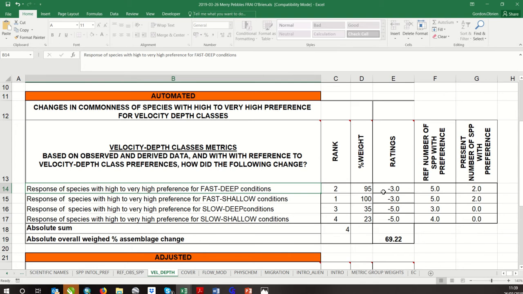Okay, the last thing I want to argue is that not only are they still available and very common, but they're actually characteristic of this reach. They're characteristic of the site. So here what they're saying is you've had a large loss of species because they've lost fast deep habitats. You've had a large loss of species because they've lost fast shallow habitats, but that's not true because they're there. Then you've had a massive loss in habitats, slow deep and slow shallow habitats. Massive, hey, look, it's -5s, hey, which is extreme loss. Why? Because the habitats have been lost.